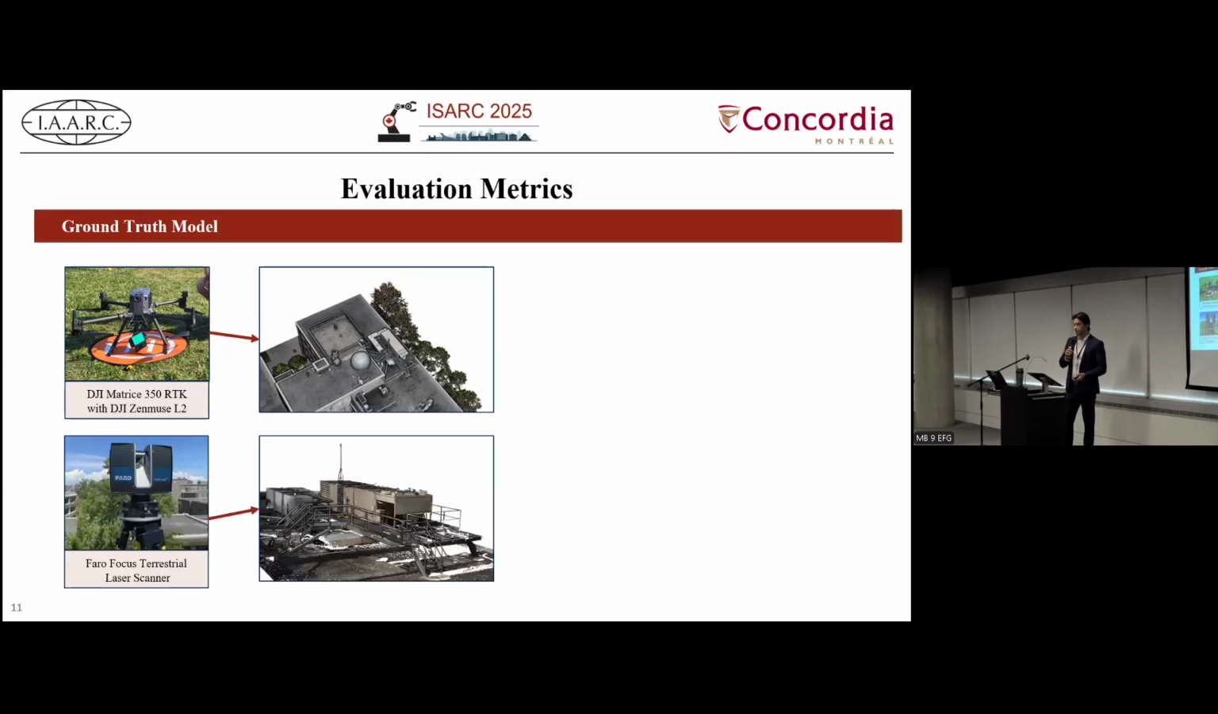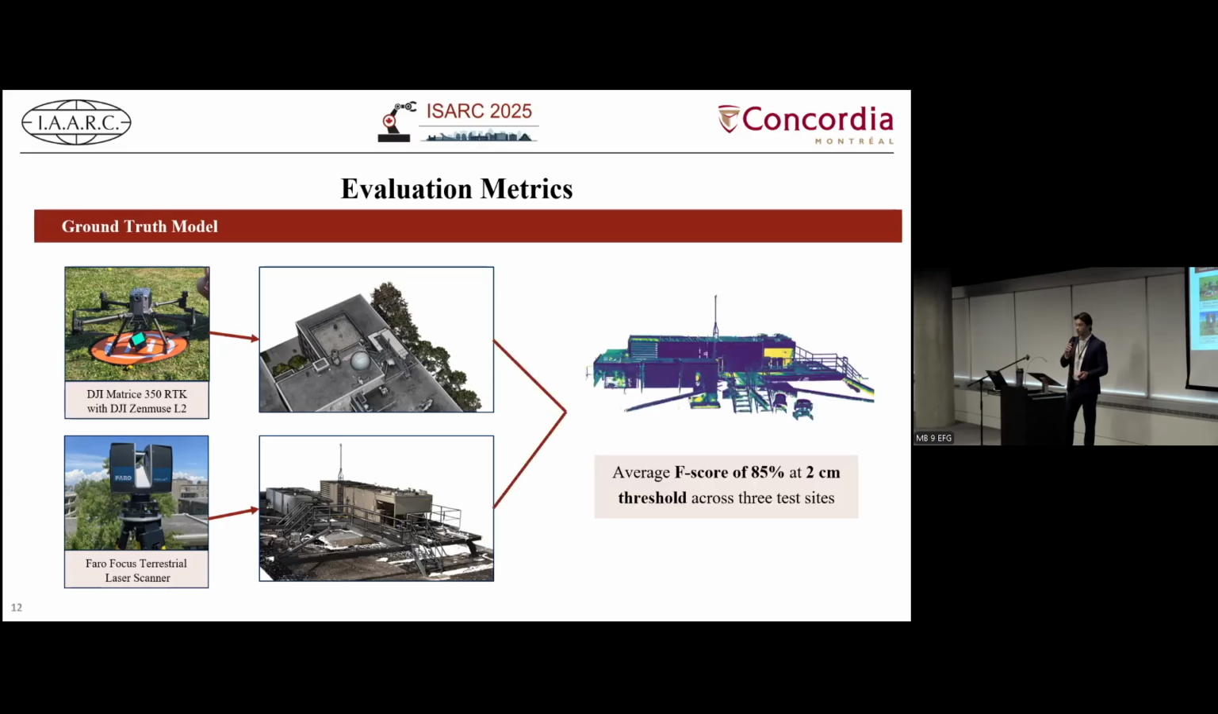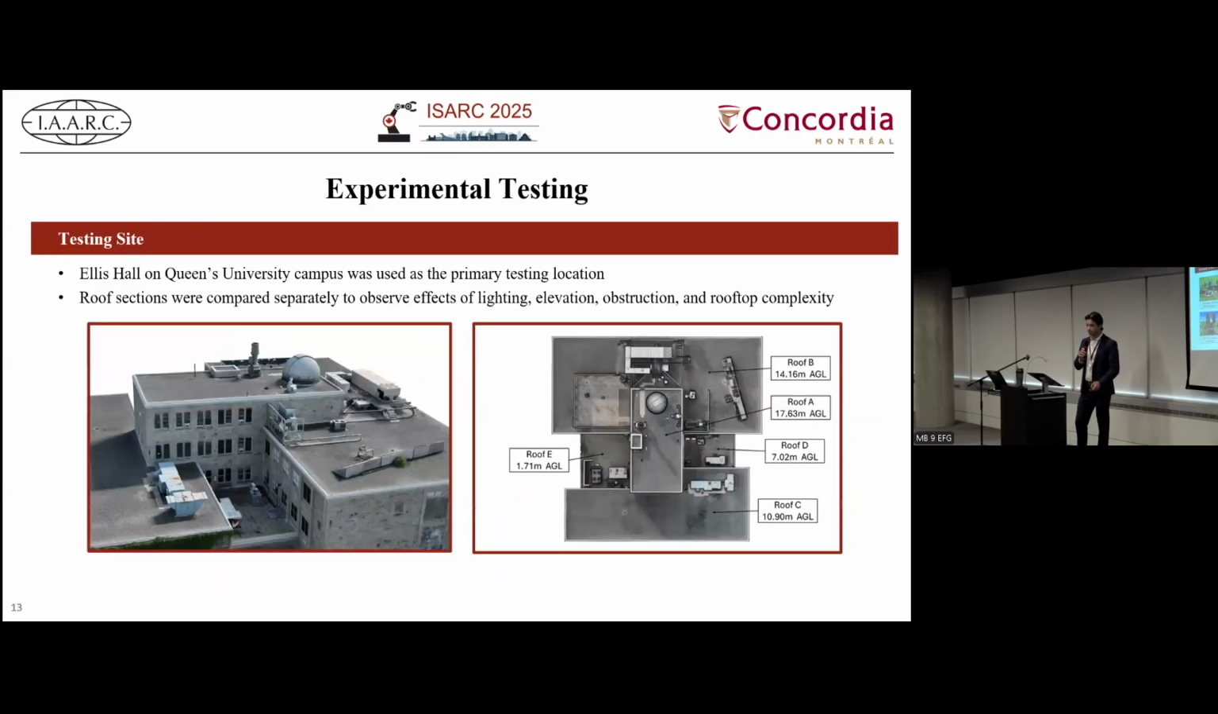So we validated it with a second system, which is a FARO Focus terrestrial laser scanner. This was highly accurate and had a high point cloud density, but it was infeasible to do over the entire rooftop structure. So what we did was we measured the F-score in three different high geometry areas to identify that the drone-based LiDAR was reliable. It had an F-score of 85% or higher across a 2 centimeter threshold for all three of our areas. So going forward with that, we were able to use the drone-based LiDAR platform to validate.